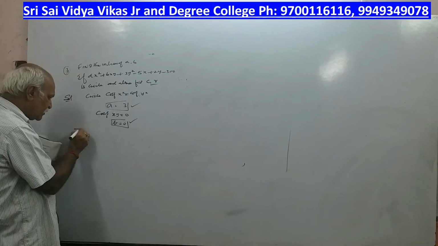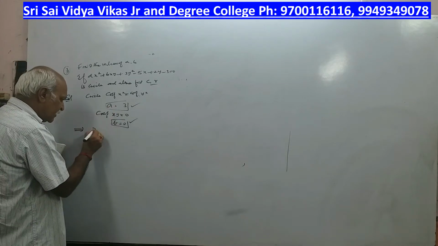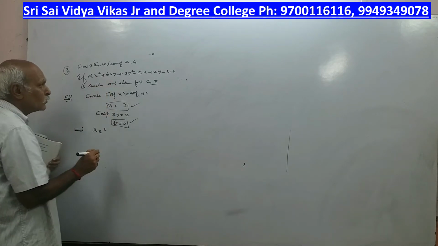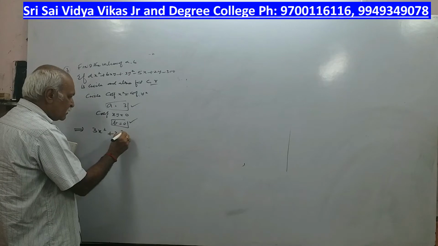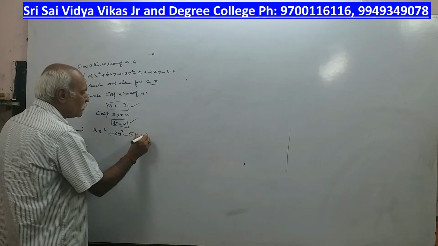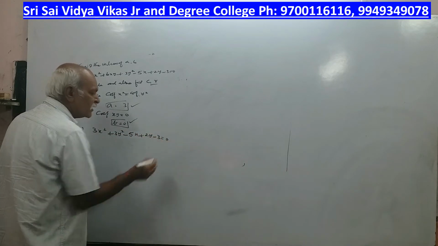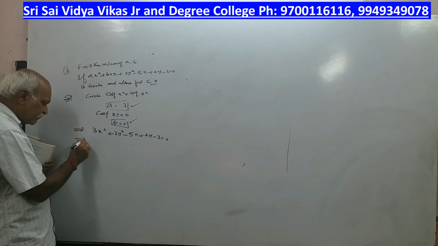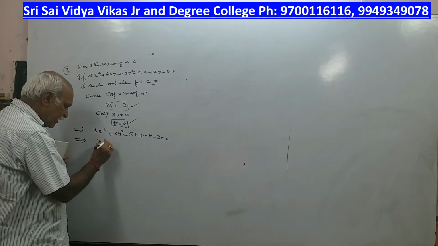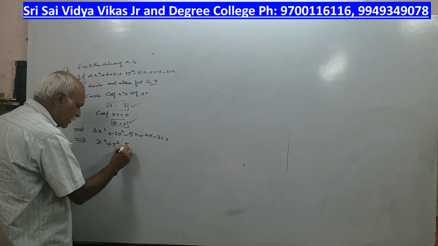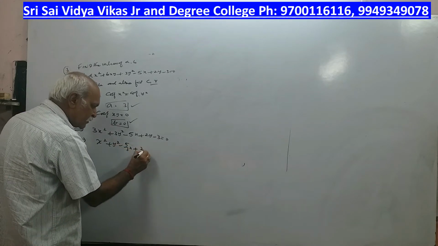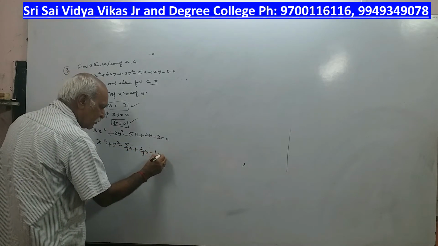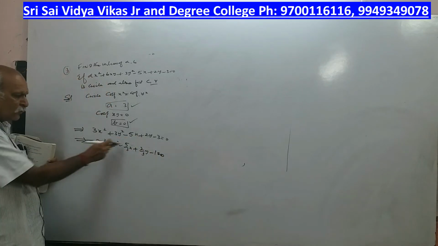Now we rewrite. a has to be replaced by 3. b is 0, so there is no need. Minus 5x plus 2y minus 3 is equal to 0. Divide by 3 because 3x square is there. x square plus y square minus 5 by 3 x plus 2 by 3 y minus 1 is equal to 0. I am dividing by 3, so 5 by 3 will come.